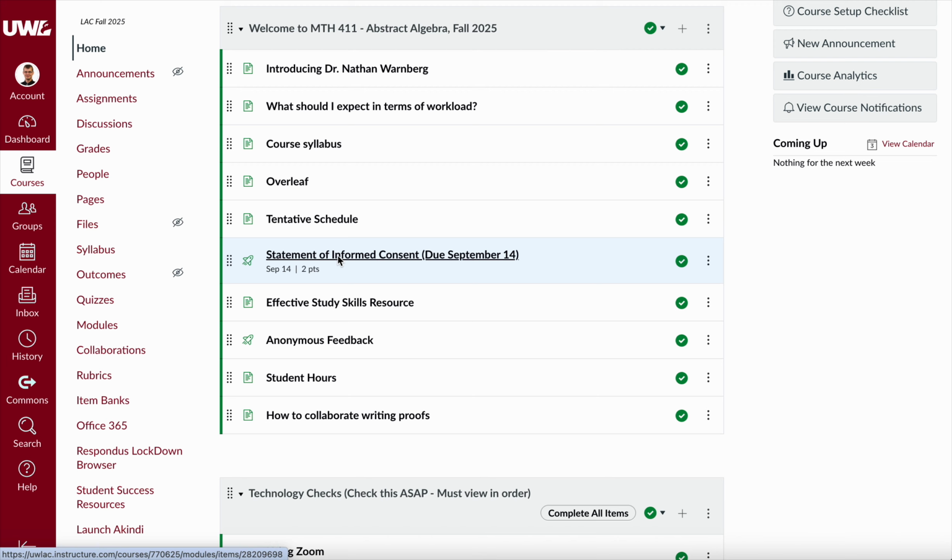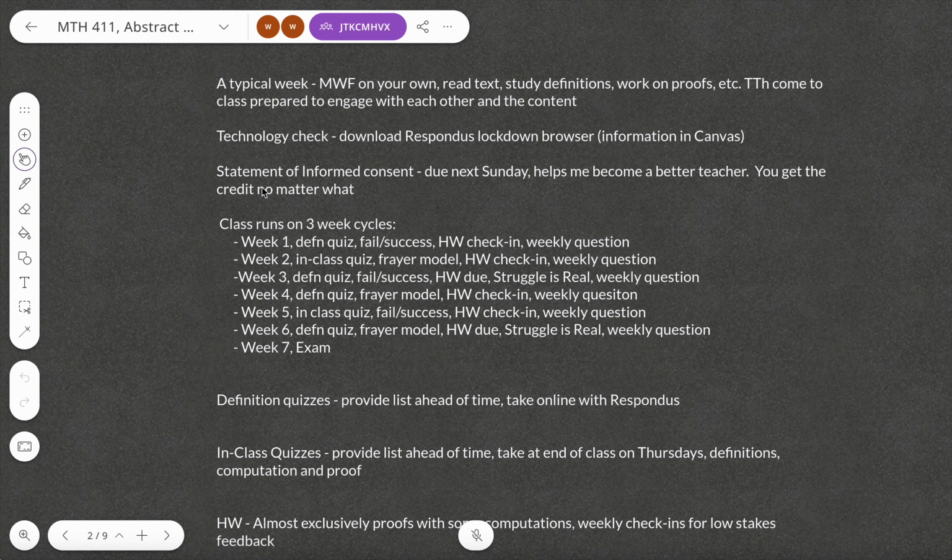It's like clean data or scrubbed data, in the sense that nobody will ever be able to trace it back to you. I might use a sample of your work or class averages and things like that. So you're going to get these 2 points, whether you say yes to the informed consent or no, and I'm not going to look at it till the end of the semester, so it's not going to affect your grade either way. So fill that out.